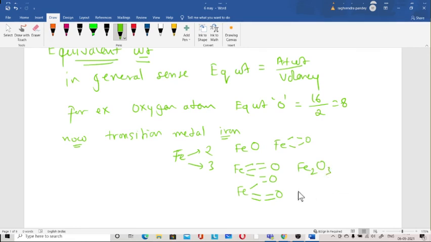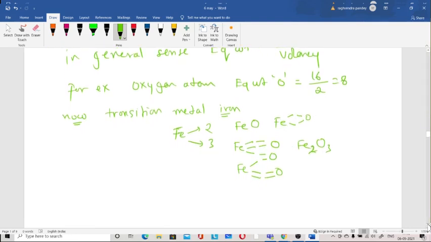Have you understood this? So if they give you this compound FeO, it means the valency is 2. When they give you Fe2O3, the valency is 3. Okay, the valency is 3. Got it? So this is the valency concept, and there are various types of valency.